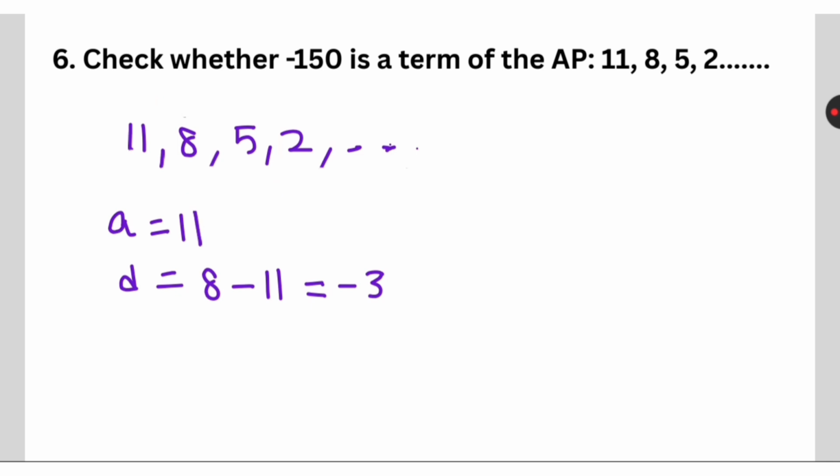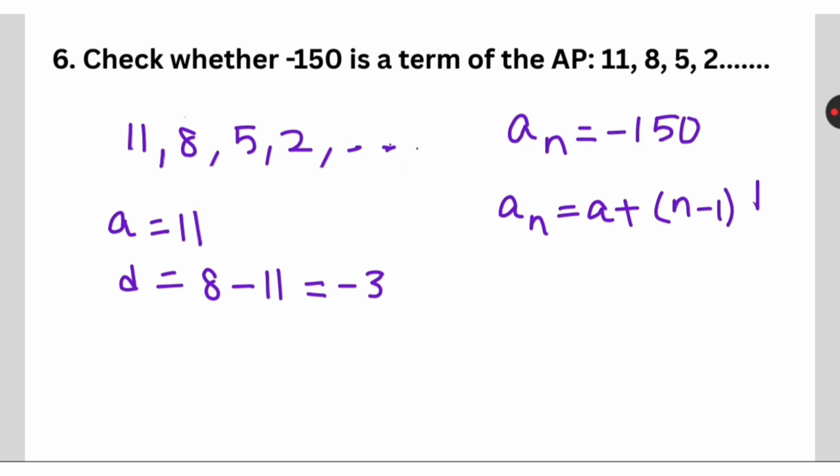To check whether minus 150 is in this arithmetic progression, first we have to assume minus 150 as the nth term. That means we assume a_n as minus 150. We know the formula for a_n is a plus (n minus 1) into d. From here we can find the n value. After finding it, n should be a whole number, not in fraction form and not a decimal point. Suppose if n comes in fraction form, we can say that minus 150 is not a term in this progression. So first you need to observe only whether n is in fraction form or not.